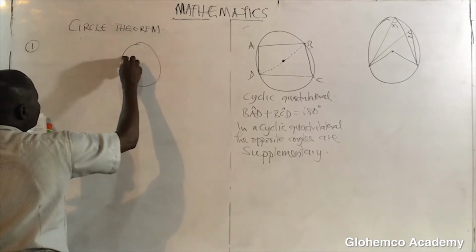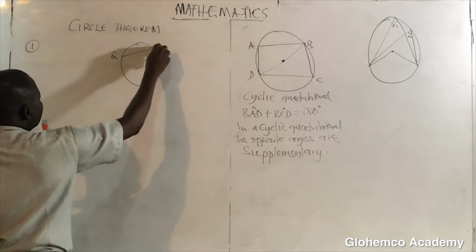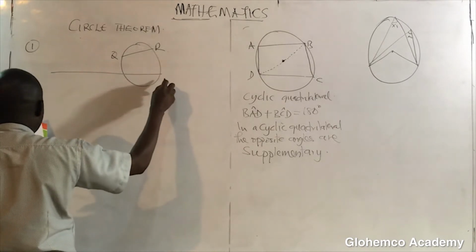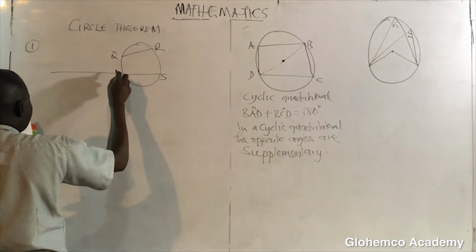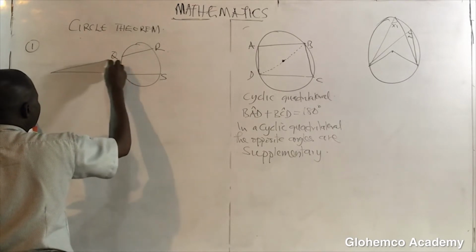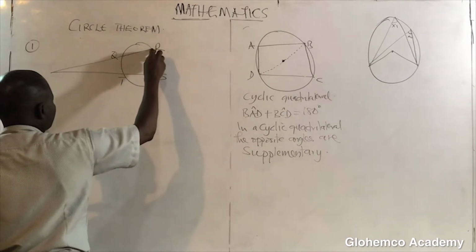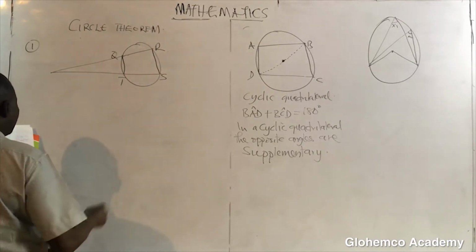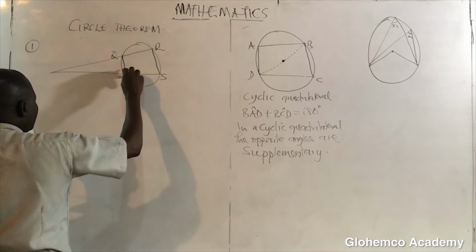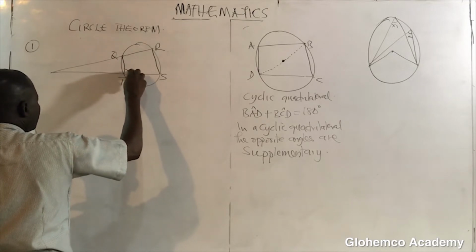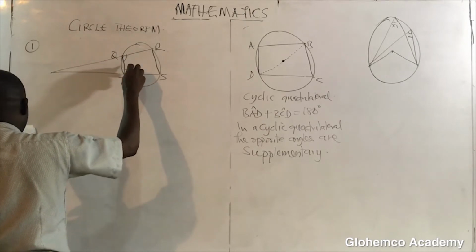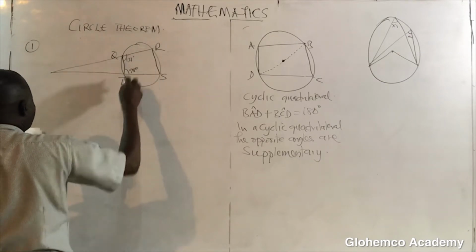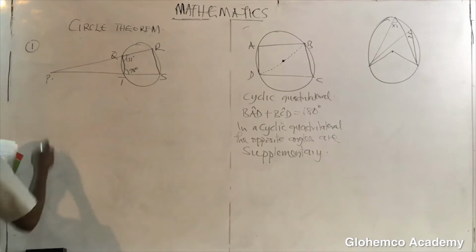then we have Q, R, this is S, T, and this one comes this way. Then this angle is 98 degrees. This angle is 131 degrees, and this is our P.